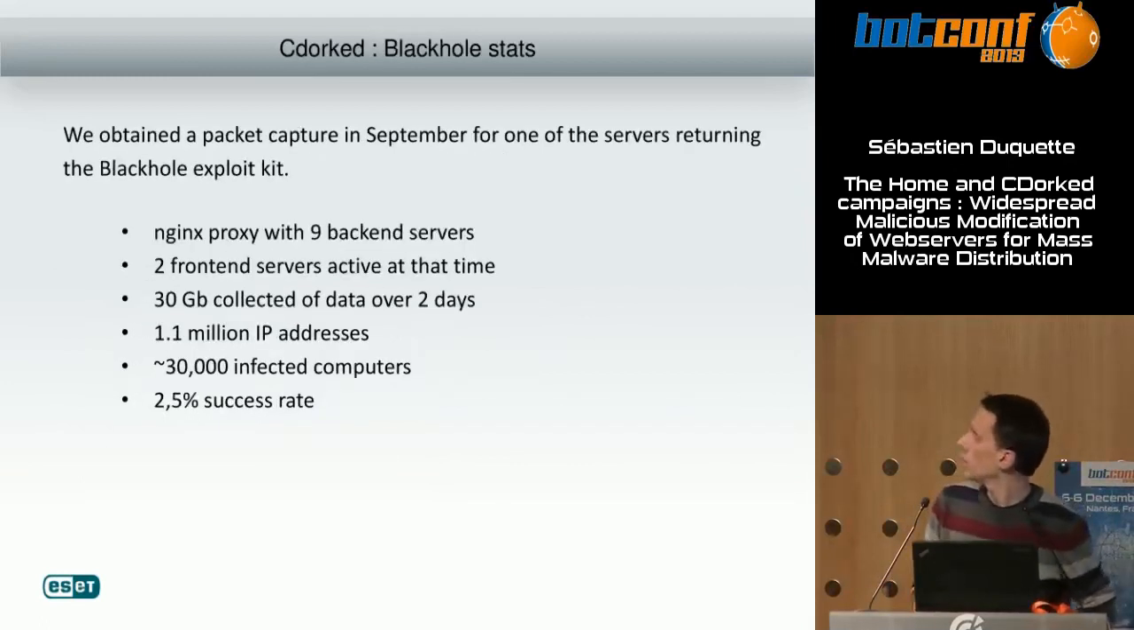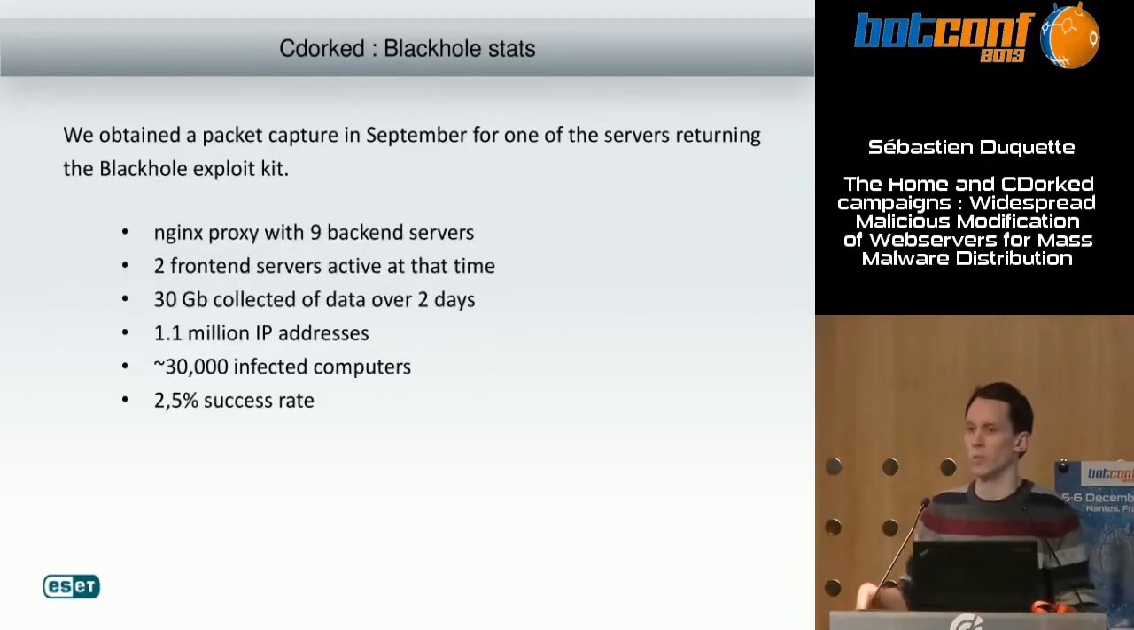So yeah, we managed to get a packet capture from one of the servers that was acting as a proxy to the Blackhole panel. So it's configured as a Nginx proxy. There's 9 other backend servers, and there's probably a couple more. This is kind of what they were describing in the presentation this morning about proxy networks.